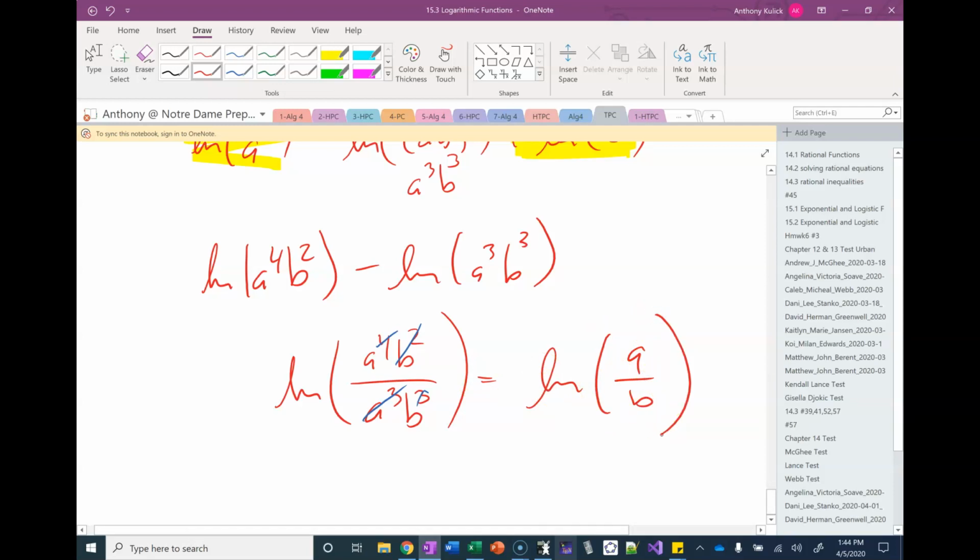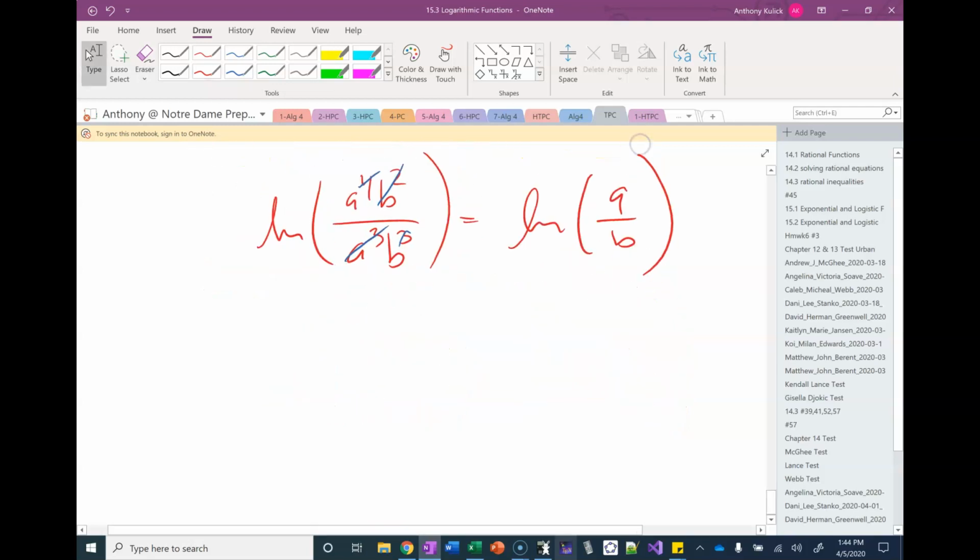And that'll do it here for section 15.3. In the next section, you guys will be using these logarithms to do some solving problems, which will be a lot of fun.